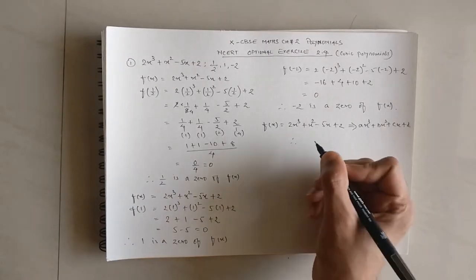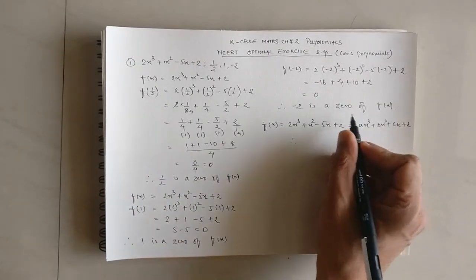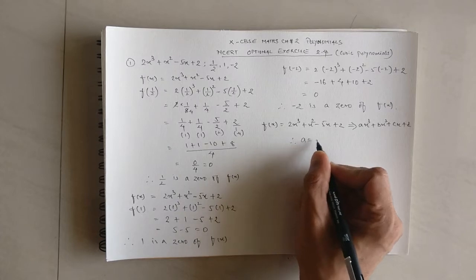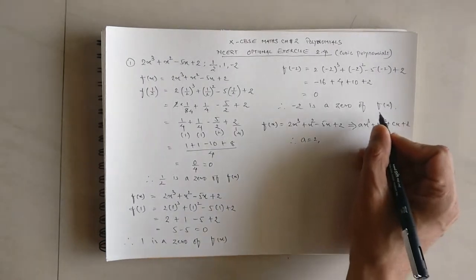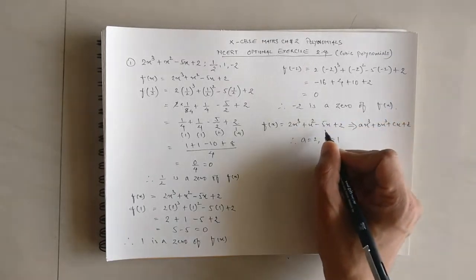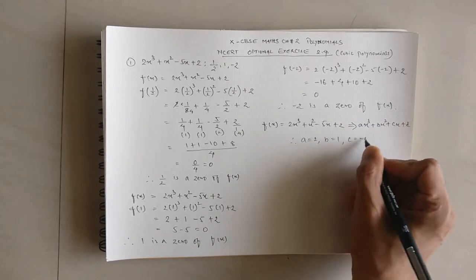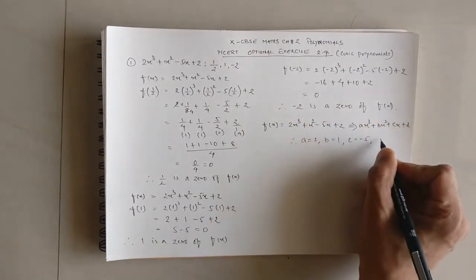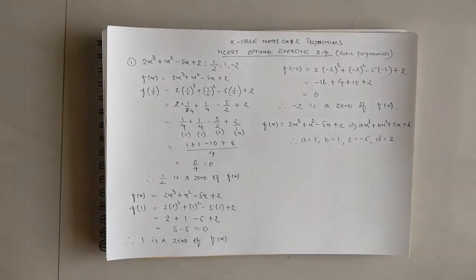So by equating, what do you come to know? What is in place of a? 2. So a's value is 2. What is in the place of b? 1. So b's value is 1. What is in the place of c? Minus 5. And what is in the place of d? 2. Okay, so a is 2, b is 1, c is minus 5, and d is 2.